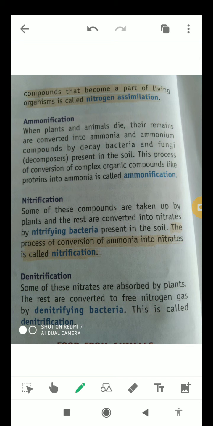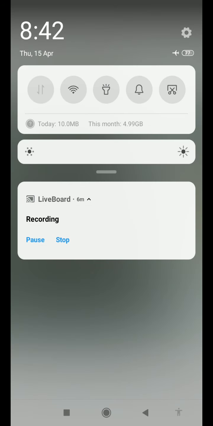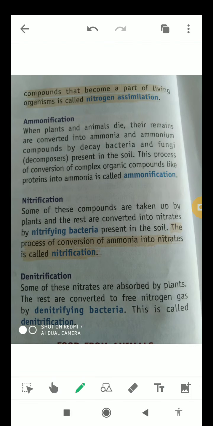The next step of the nitrogen cycle is known as ammonification. In this process, when the plants and animals die, their remains are converted into ammonia and ammonium compounds by decay bacteria and fungi, which are present in the soil. Okay. This process of converting complex organic compounds like proteins into ammonia is called ammonification.